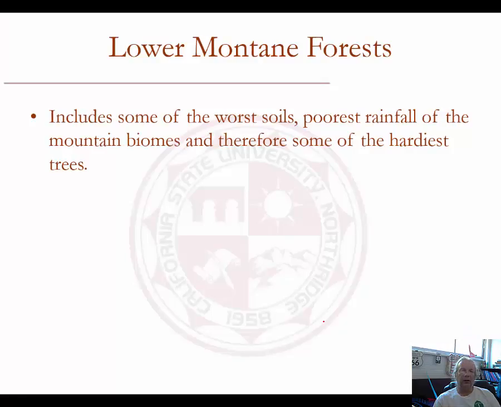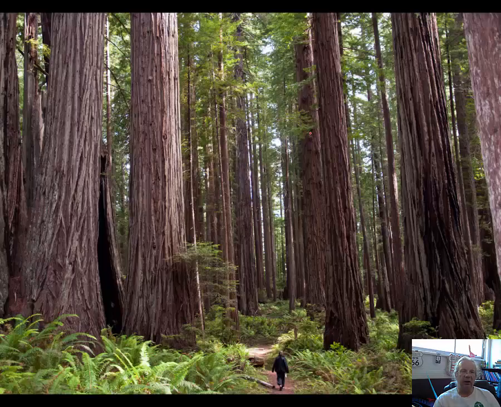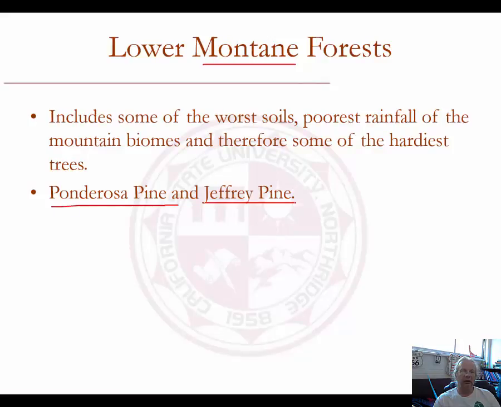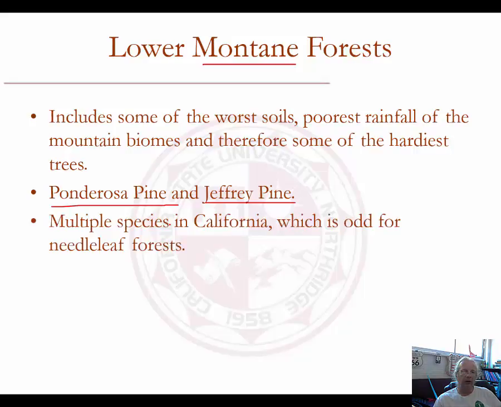In some of the lower areas that are mountainous, and again, this is not necessarily mountainous, they are near the coast, but not necessarily at high elevation. There are trees in the lower mountains here near Los Angeles, Ponderosa pine and Jeffrey pine, that you could find in the San Gabriels, for example, Topa Topa Mountains, the San Andreas Mountains just north of LA. These are another kind of pine trees. There's a lot of different species in California, which is kind of odd because most needle-leaf forests are dominated by a single species.